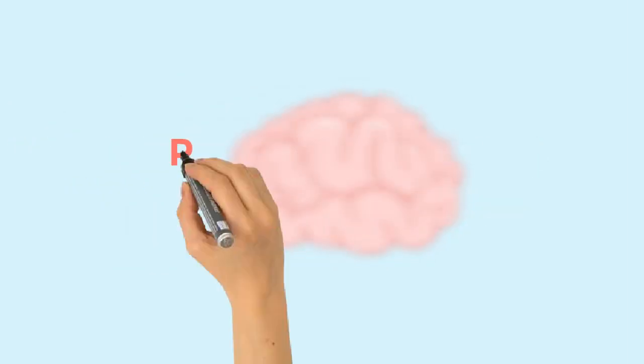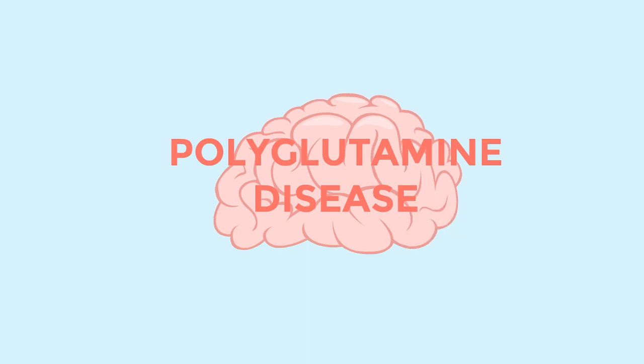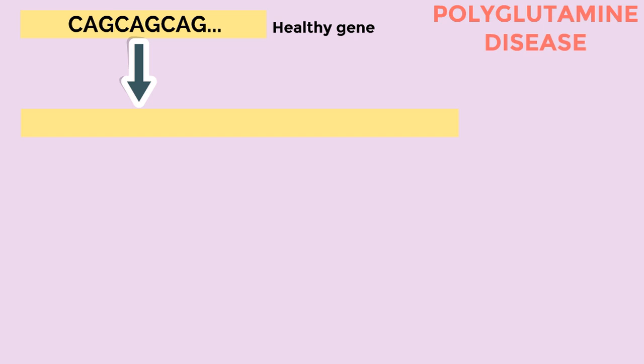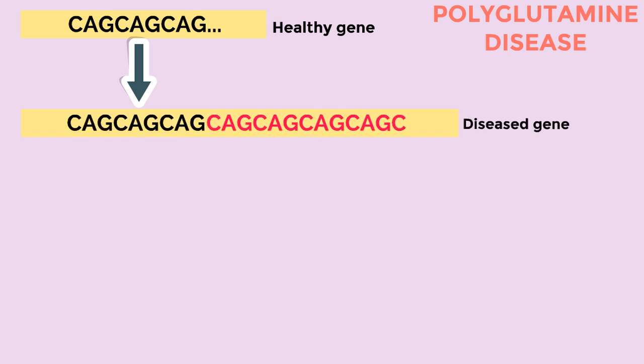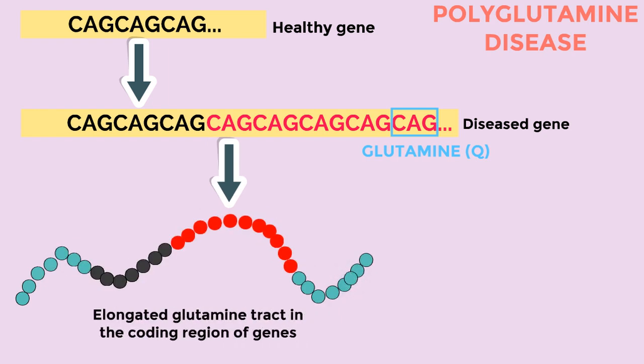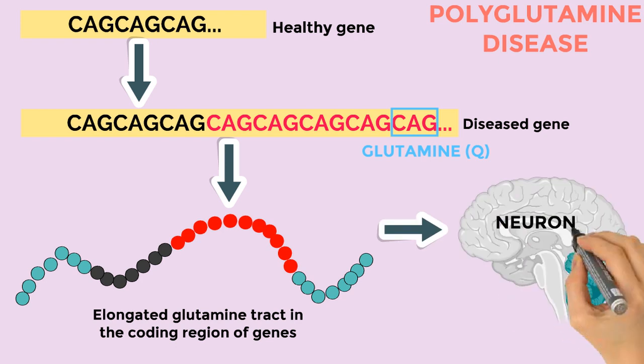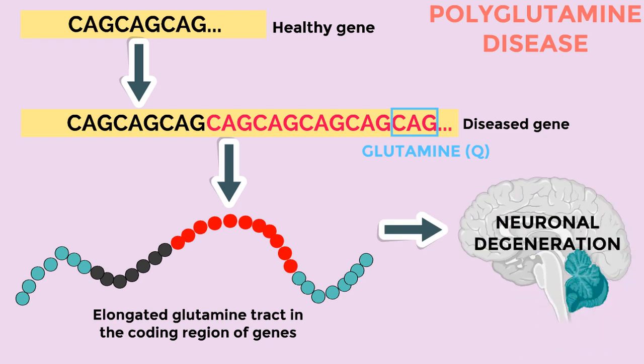Spinocerebellar Ataxia Type 3 is a polyglutamine disease, which are a group of genetic neurodegenerative disorders. They are caused due to expansion of the CAG repeats in diseased genes, wherein CAG is an amino acid code for glutamine or Q. This presence of an elongated glutamine tract in the coding regions of genes produces an abnormally long version of the enzyme and causes the enzyme to fold into the wrong three-dimensional shape. This leads to neurotoxic phenotypes such as loss of motor and cognitive function and neuronal degeneration.